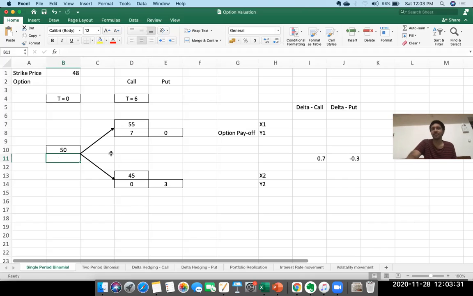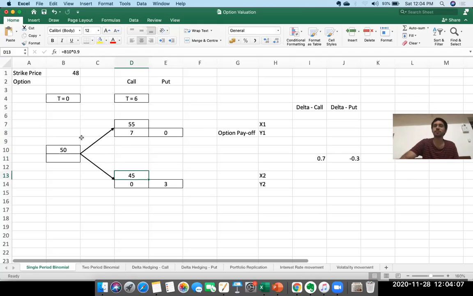So when I said the average, does it mean 7 plus 0 divided by 2, which is 3.5? The answer is no. Because I have never in the previous lectures mentioned that the probability of 50 going up to 55 is 0.5 and 50 coming down to 45 is 0.5. I have never made this statement. I have never spoken about probabilities at all. I just said that the share price may go up to 55 or down to 45. I never tried to indicate that the possibility of each of those nodes is 0.5.